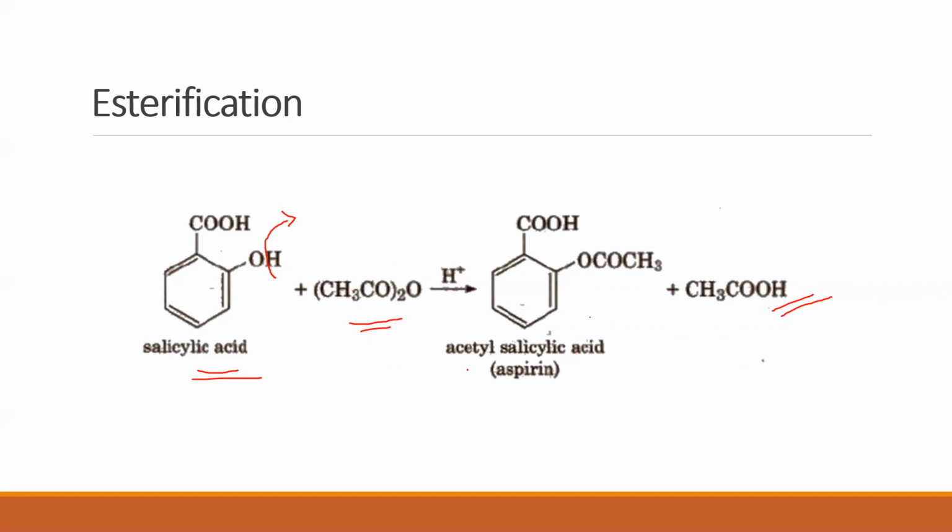This ester is called acetyl salicylic acid because I have an acetyl group, CH3CO group, that has got substituted to salicylic acid. Hence, this is called acetyl salicylic acid. This is commonly called aspirin. Aspirin is one of the most commonly used drugs in the world today. If we did not understand esterification, probably we would not be in a position to produce this drug, which is used extensively. So this is the preparation of aspirin.